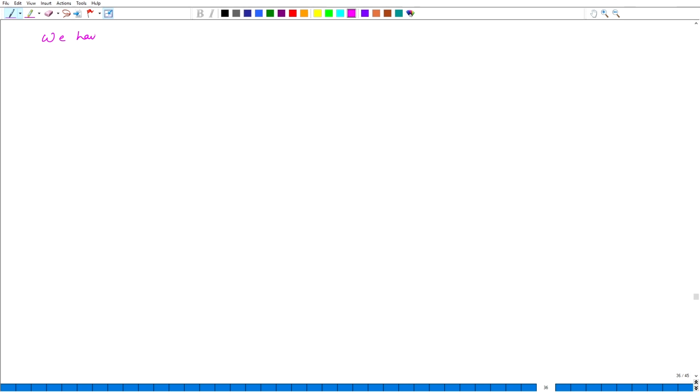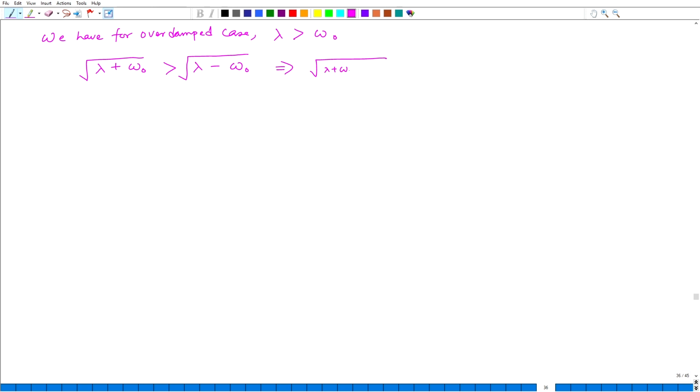For the overdamped case, lambda is greater than omega 0, and I can write that lambda plus omega 0 is less than lambda minus omega 0, which I can always write, because all of them are positive. Then I can also write the square roots. Now, I multiply both sides by root over lambda minus omega 0. On this side you will have root of lambda plus omega 0 times lambda minus omega 0, which is greater than lambda minus omega 0 whole square.